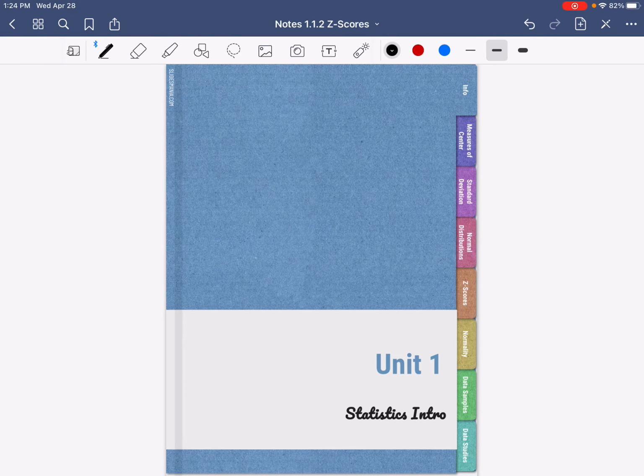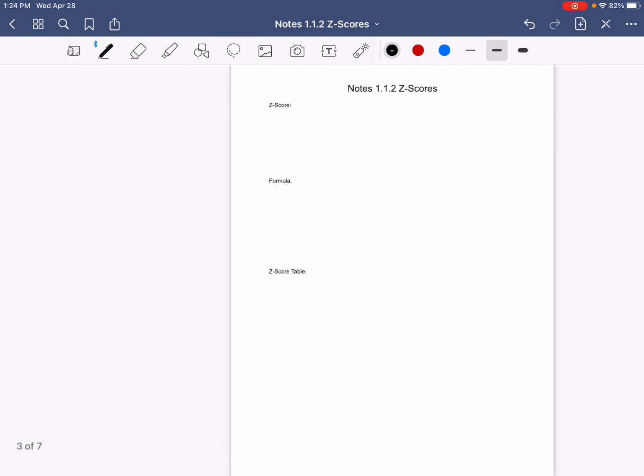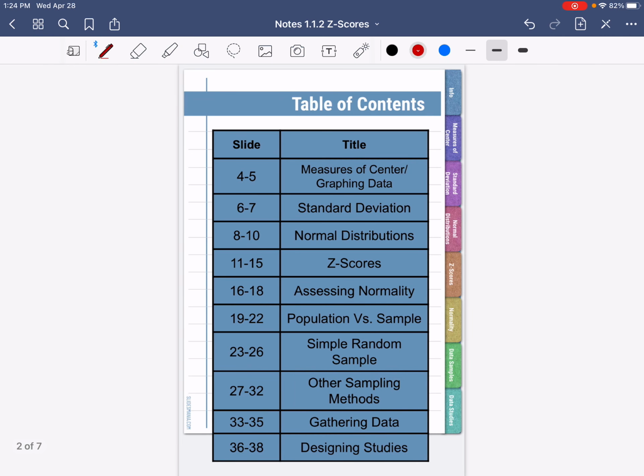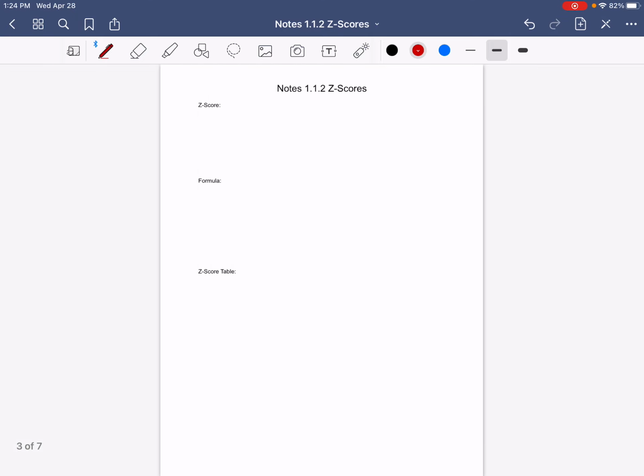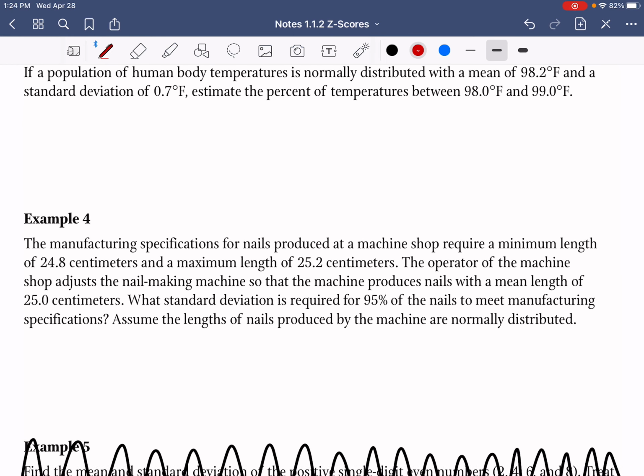Hey guys, we're going to take some notes right now today about z-scores using our normal curve. This is going to go in our digital notebook on slides 11 through 15. I'm actually going to start with an example. So if you can go over to page 24 in your workbook, we're actually going to start with an example.